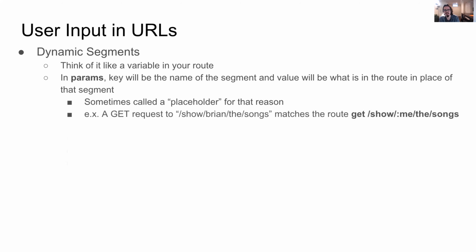So in our example of a GET request to show Brian the songs, when we're matching our route with the dynamic me segment, in params, what we're going to get is a key-value pair where the key is the name of the dynamic segment, which is me, and the value is whatever the actual value was in the request. So if the actual request was show Brian the songs, this key of me would point to Brian. If we then sent a request of show Tim the songs, then we would have the key of me and a value of Tim.